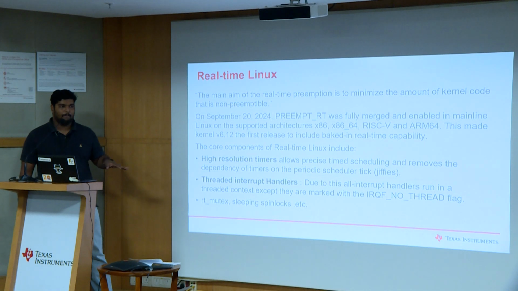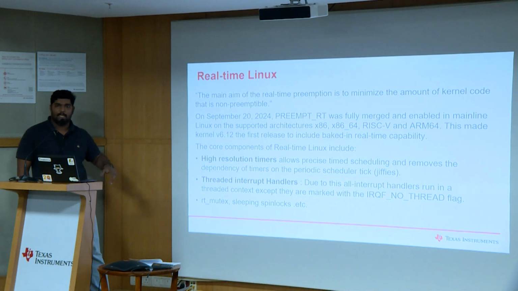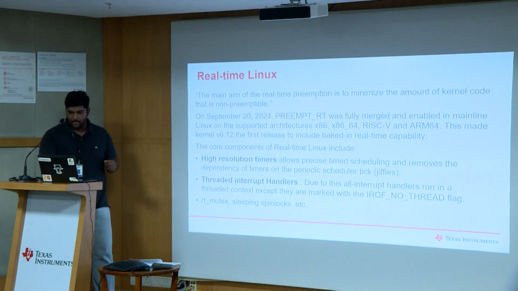Today it's not a patch set, it's part of the mainline kernel. You can enable the configs and you will get support on your platform. But again, we discussed it in the beginning: you just enable one config, you never get a real-time system. You have to tune it for your system.